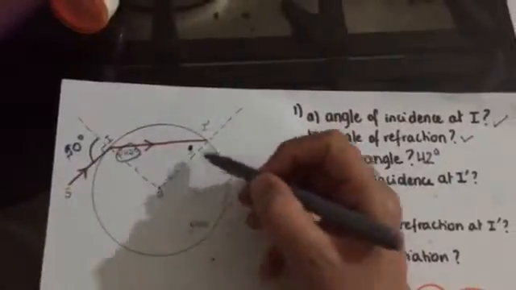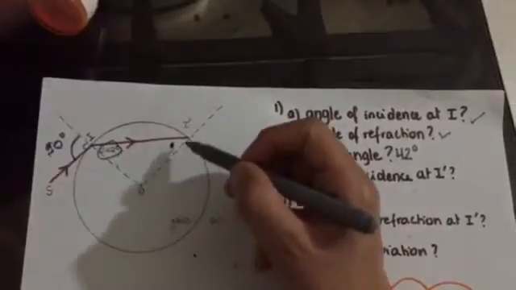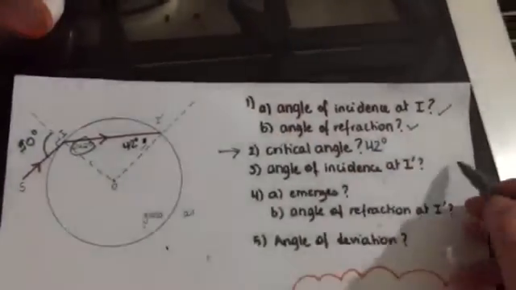Take this triangle to be isosceles, due to the fact that you have radius 1 and radius 2, and you know radii are equal, so you have 42 degrees. Angle of incidence 42 degrees, done.